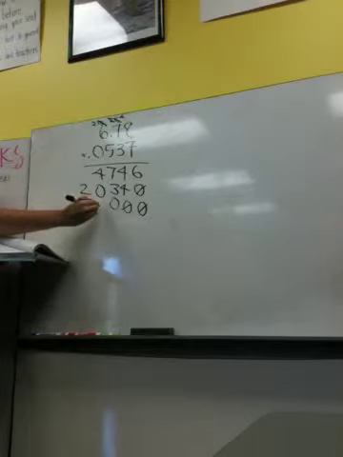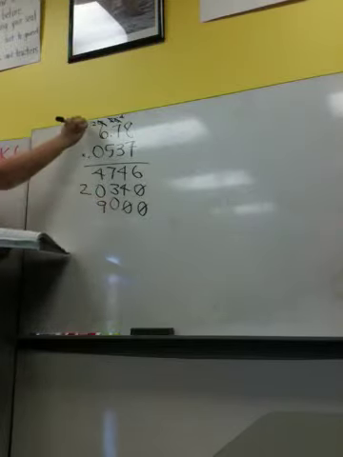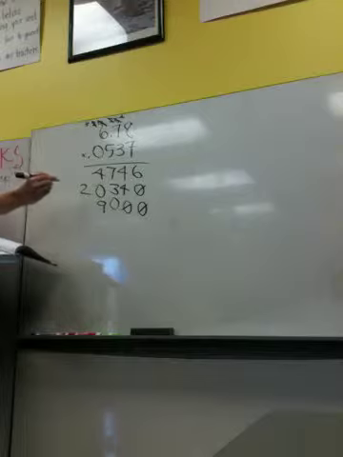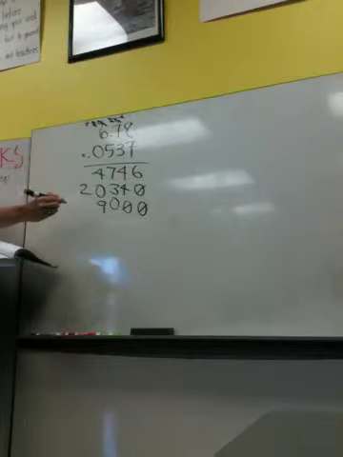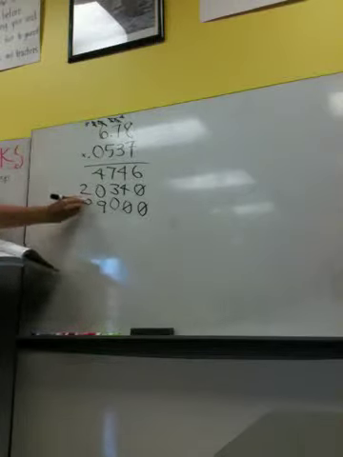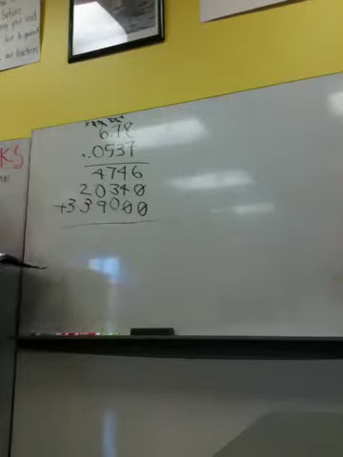Again, sorry. 7 times 5 is 35. There we go. 39. 6 times 5 is 30. Plus 3 is 33. And then we add them all up.